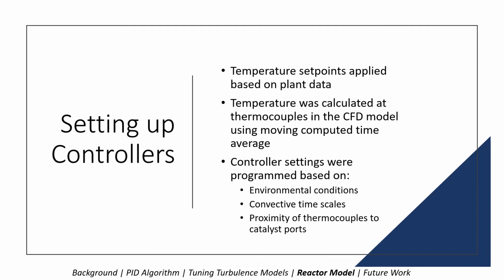computing a moving time average to reduce noisy data being sent to the controller and making too rapid of control decisions based on unreliable data. Each controller had to be independently programmed, meaning the proportional, integral, and derivative constants for each controller were tuned based on environmental conditions, convective timescales, and the proximity of the thermocouple to catalyst ports.